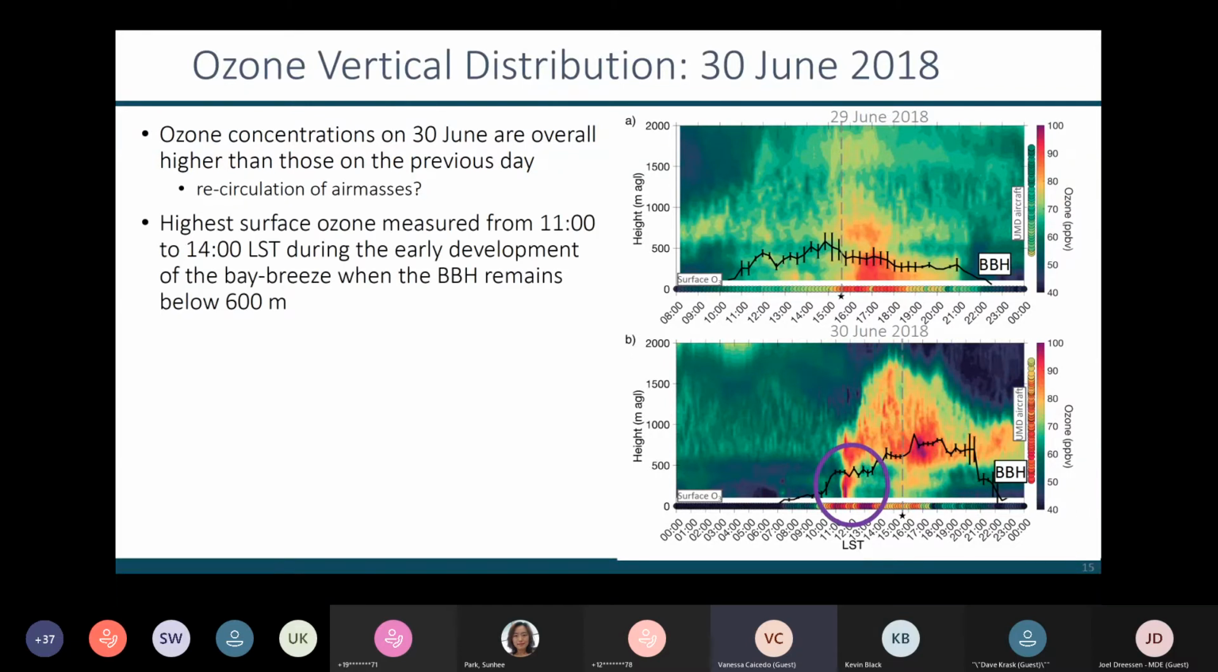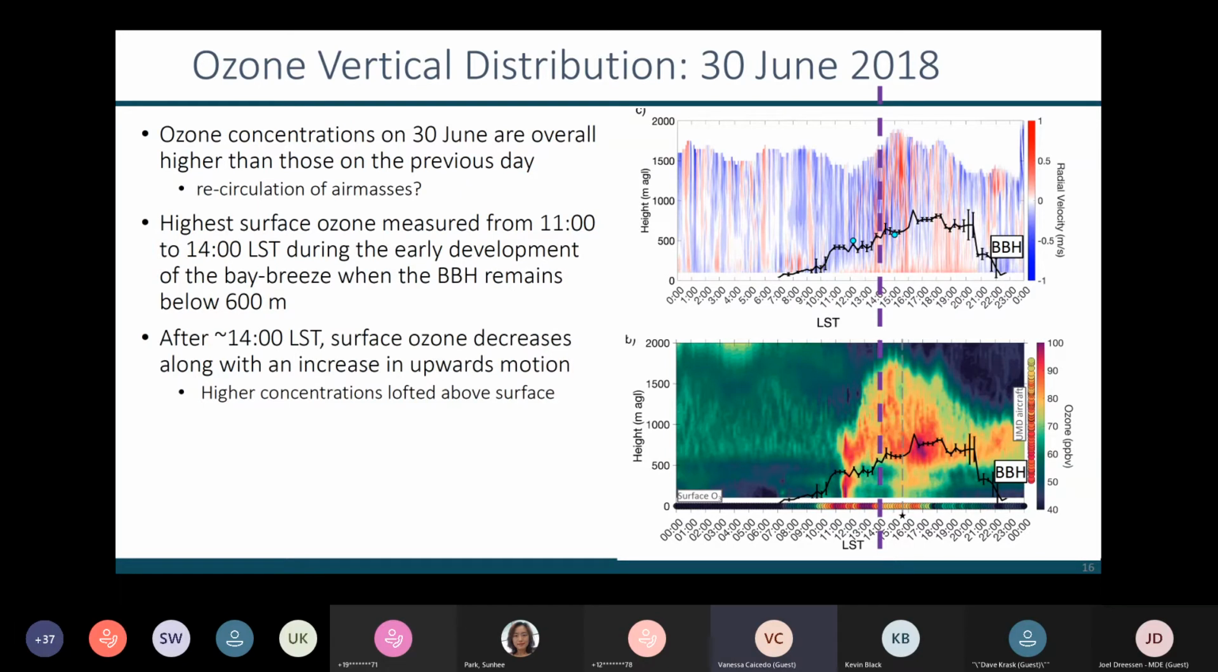The highest surface ozone happened from around 11 to 14 local standard time. And that is the time where we see the Bay Breeze staying well below 600 meters. After around 14 local time, we'd start to see a decrease in the surface concentrations of ozone. But we are actually seeing that increase in upwards vertical motion from the previous LiDAR observations. So it maybe helped us explain a little bit of the vertical distribution on this day, right?